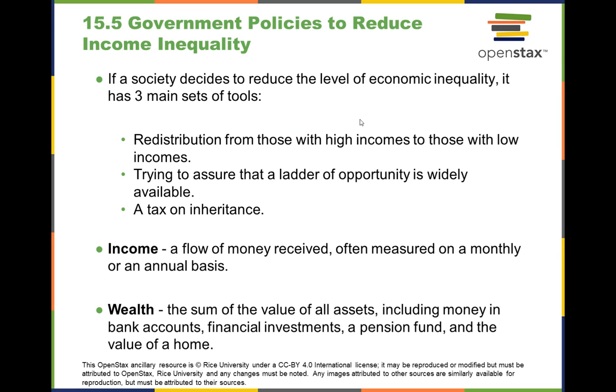If a society decides to reduce the level of income inequality, it has three main sets of tools. Redistribution from those with high incomes to those with low incomes, often done with taxes, trying to assure that a ladder of opportunity is widely available, and particularly a tax on inheritance.